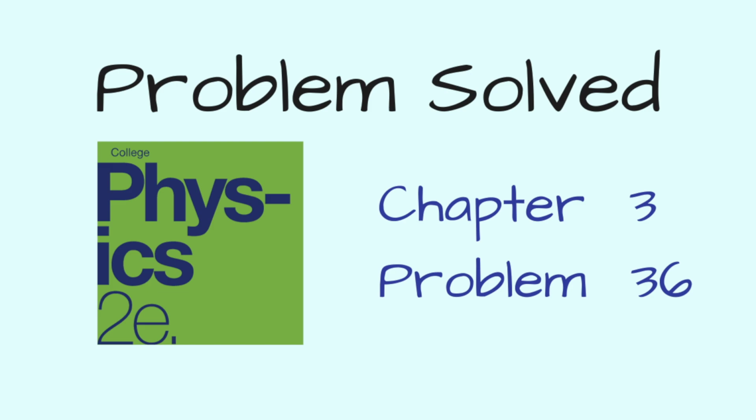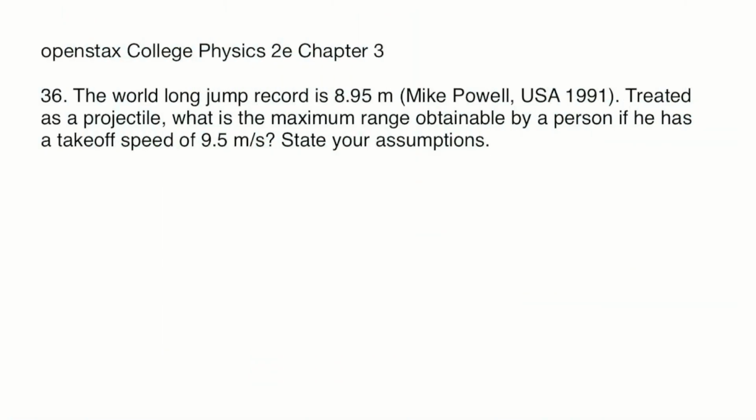It is from chapter 3 of College Physics 2E by OpenStax. In this problem, we have the world long jump record, and that was set by Mike Powell of the US in 1991. And so now treated as a projectile, we need to find the maximum range a person can have if they have a takeoff speed of 9.5 meters per second. And we need to state our assumptions.